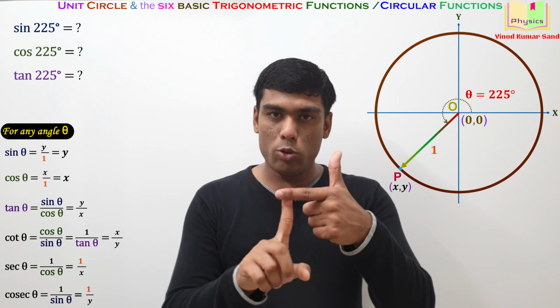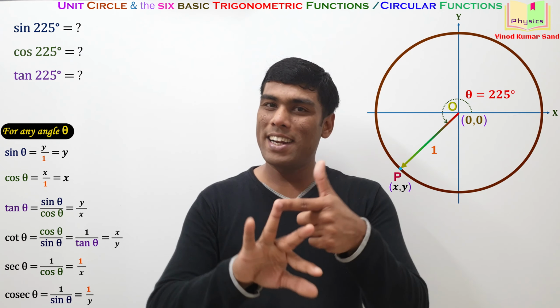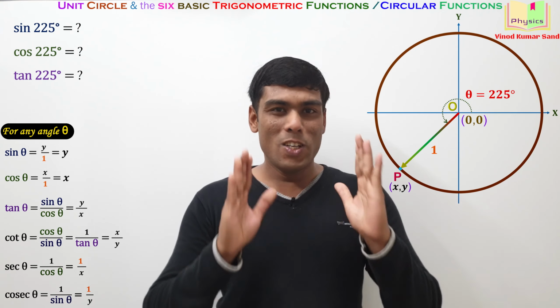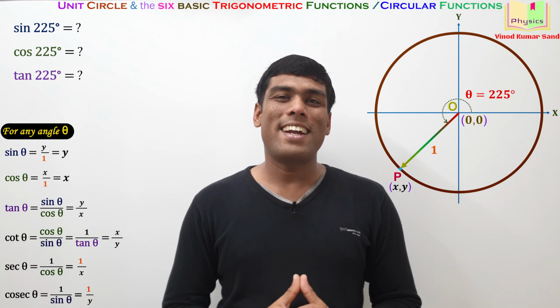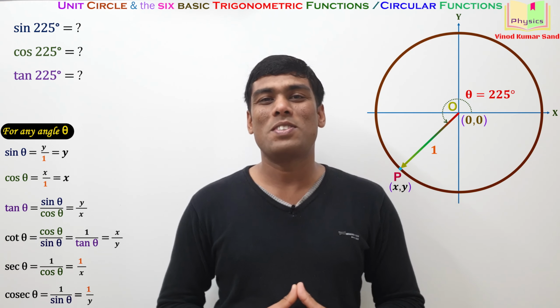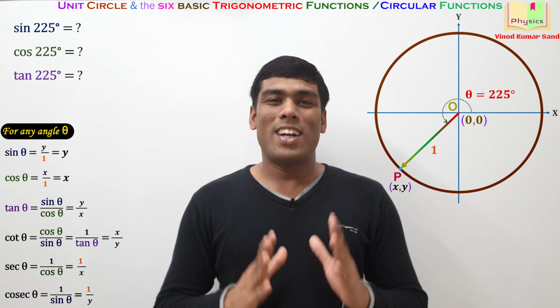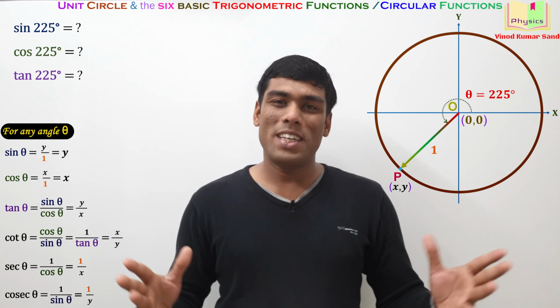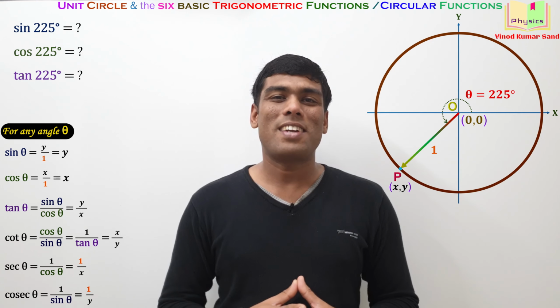Obtain the value of sine 225 degree, cos 225 degree and tan 225 degree. Smart students, I think, can directly answer without any calculations, without any computations. Or otherwise you may pause the video here, take your time and then give it a try.